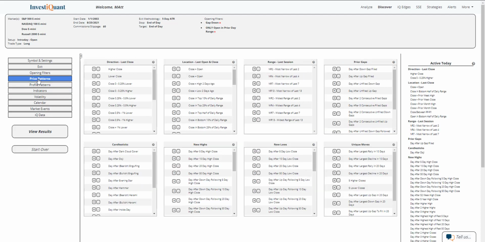Next, I'm going to go into the price patterns library. I'm going to say that yesterday was a doji candlestick. So that comes from our candlestick category here. I'm going to hit equals next to day after a doji. And then I'm also going to say that it closed at a 50-day high.